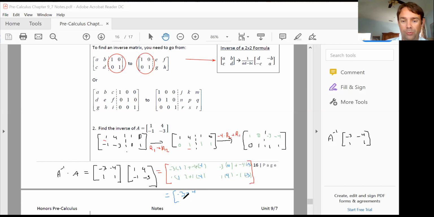I get 1 minus 1. I can see my 0 showing there. I can see a -12 plus 12. I can see my 0 coming up there. And last and certainly least, I got a 4 and a -3.